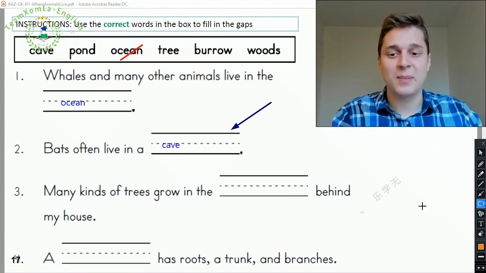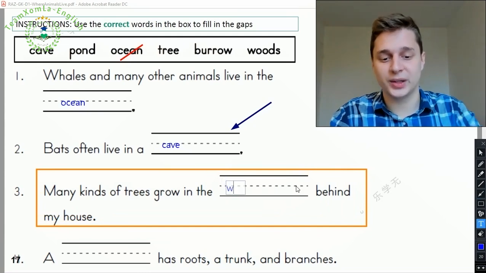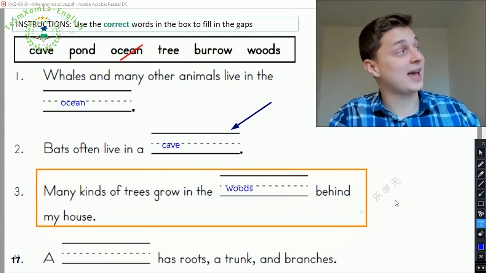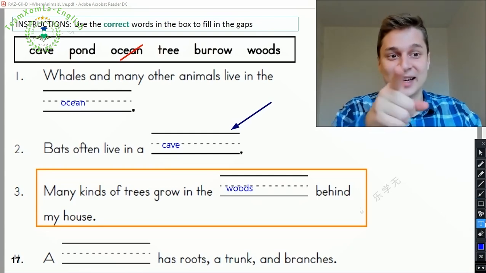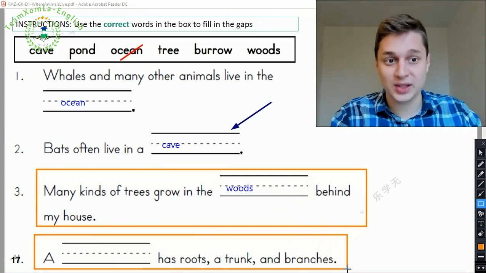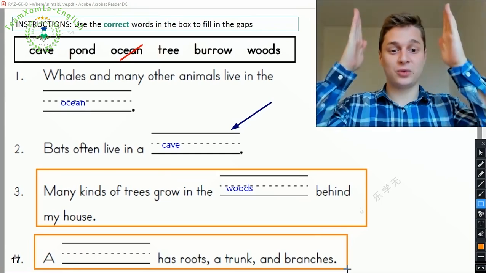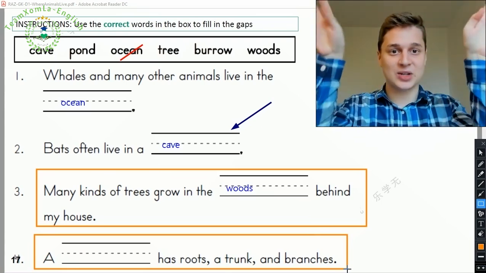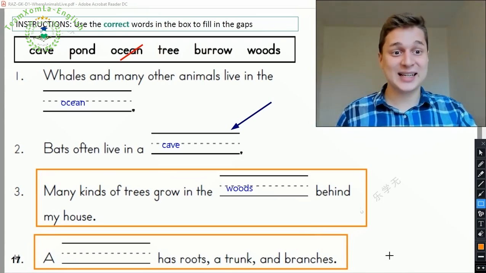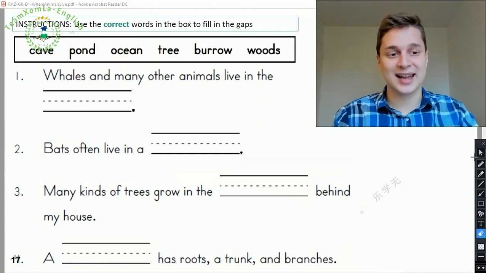Number 3. Many kinds of trees grow in the... Where do trees grow? In the woods behind my house. And finally, you guys can do number 4 all by yourselves. What has roots, a trunk, and branches? Roots in the ground, a big fat brown trunk, and many branches sticking out. A tree. Excellent work, guys. A tree has roots, a trunk, and branches.